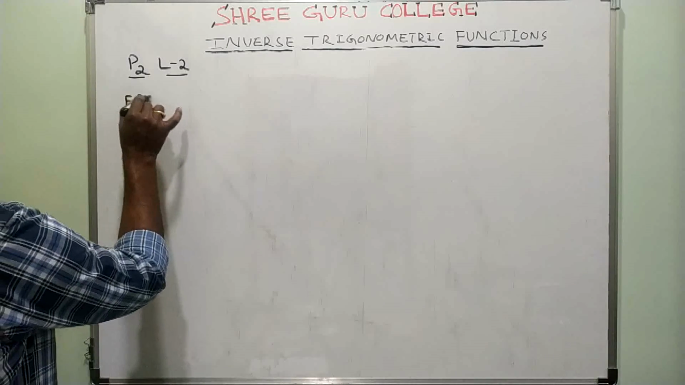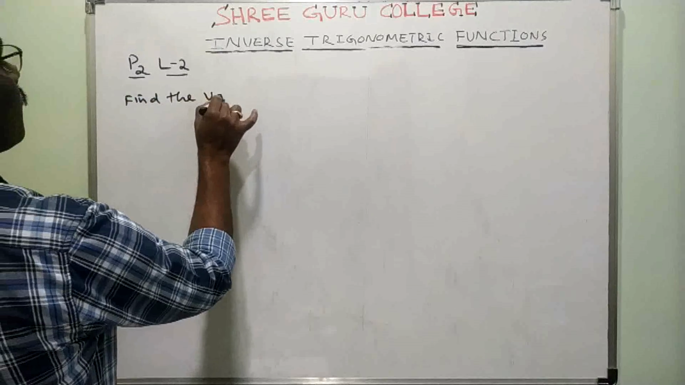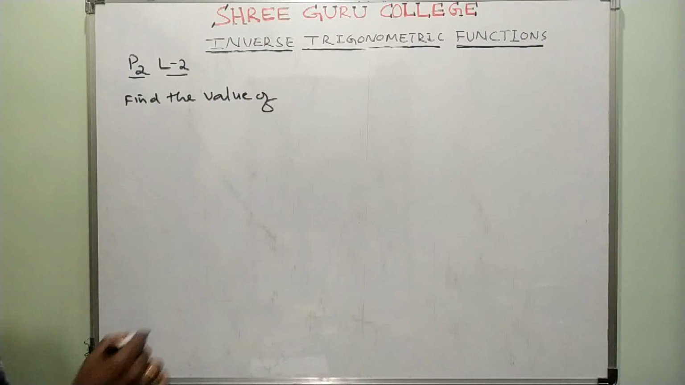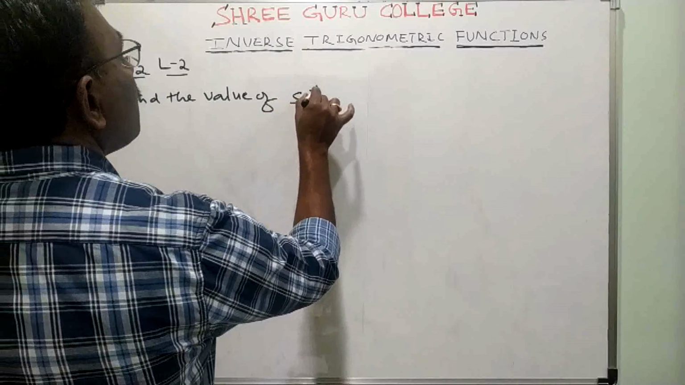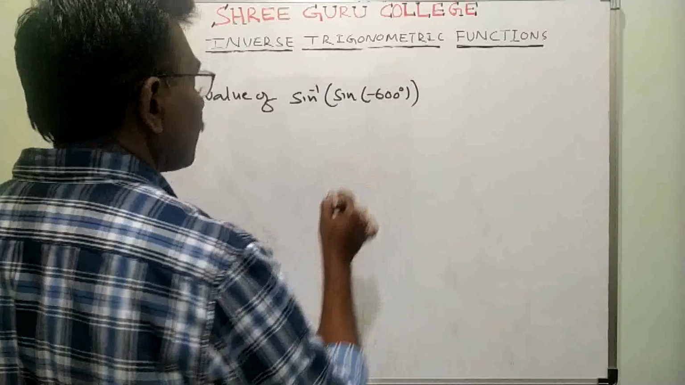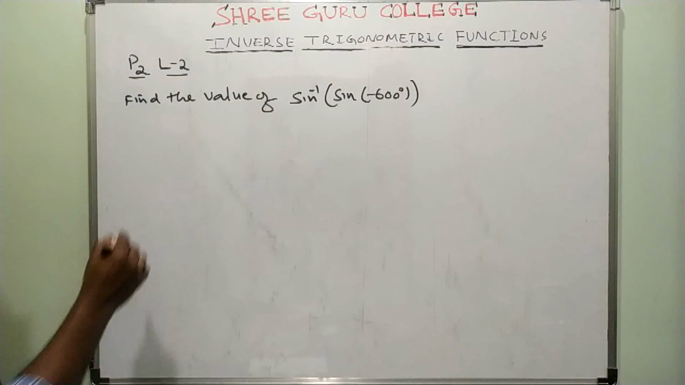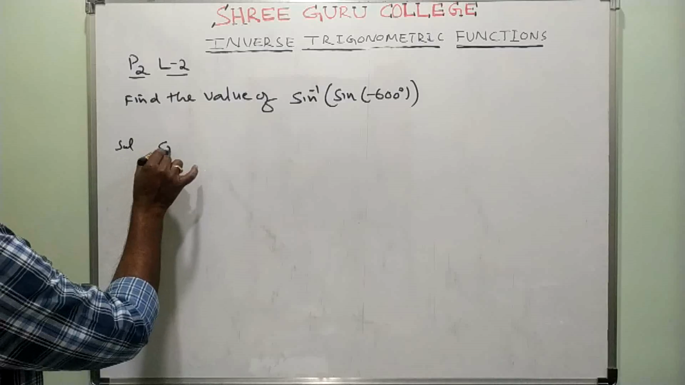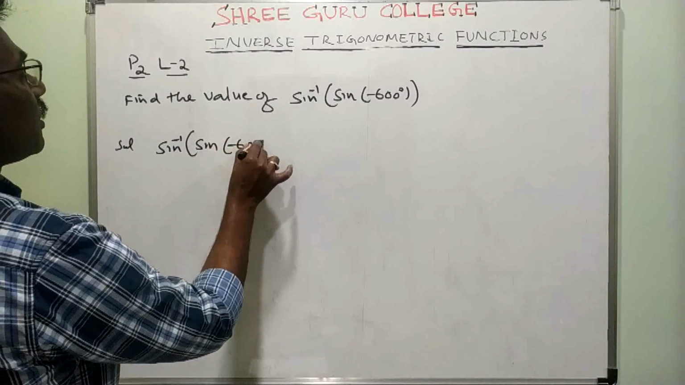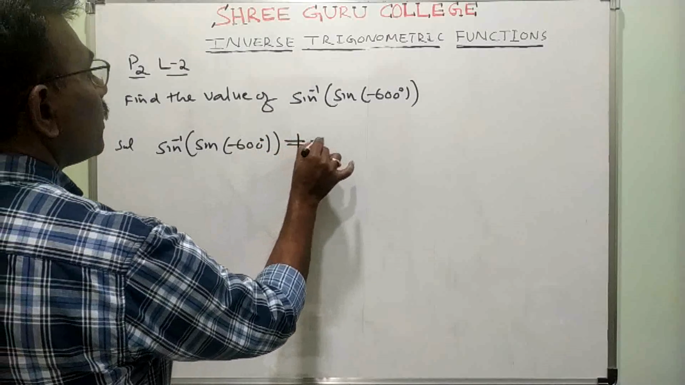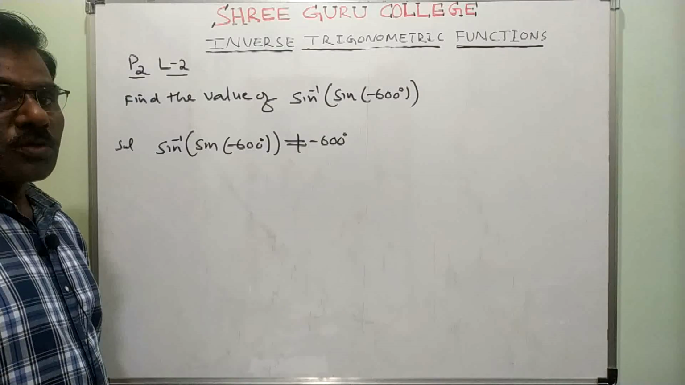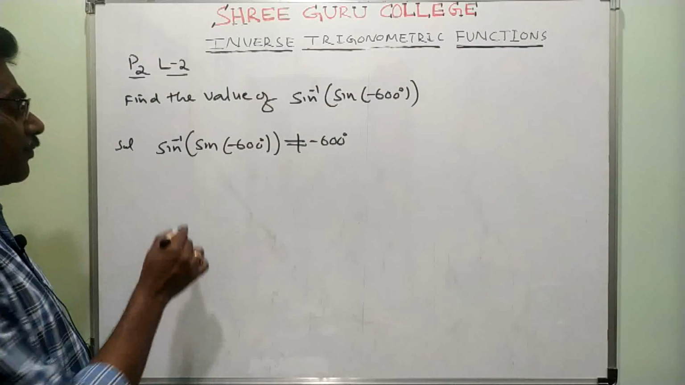Next, find the value of sine inverse of sine of minus 600 degree. Sine inverse of sine of minus 600 degree is not equal to minus 600 degree, because it does not lie between minus 90 and plus 90.